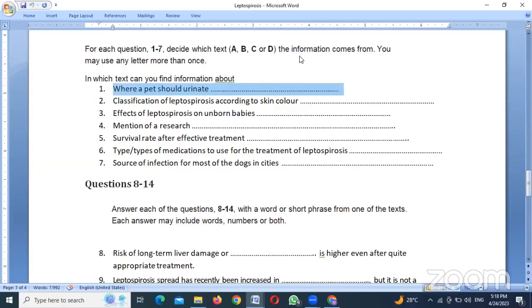It could be in A, it could be in D. So out of these two, Dr. Zartash, where will you go first, in A or D? More in A. Okay.